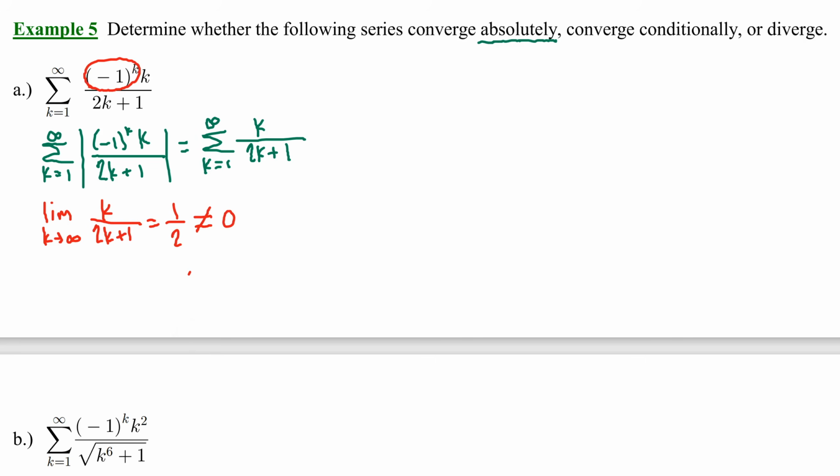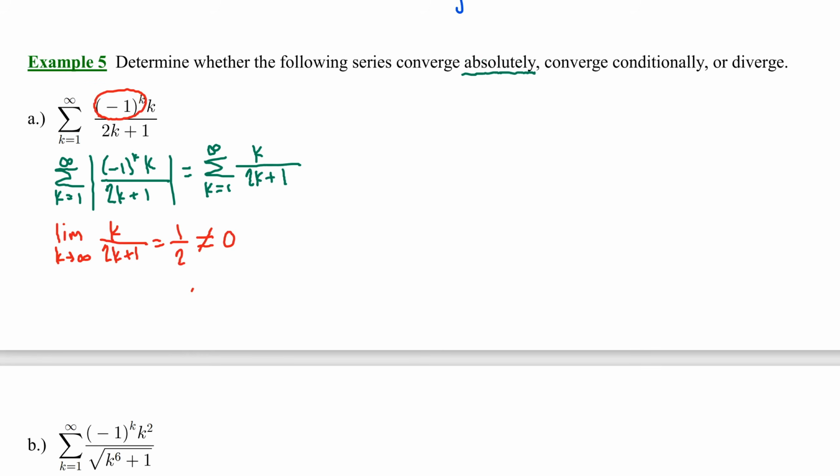So we'll make a little mini conclusion here. By the divergence test, the series absolute value of a sub k diverges. So at this point, we can rule out absolute convergence. Either this series converges conditionally or it diverges altogether.